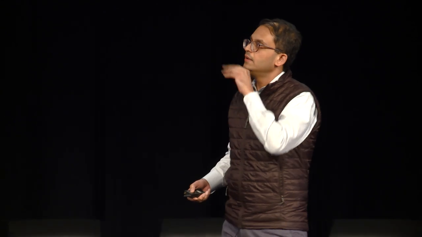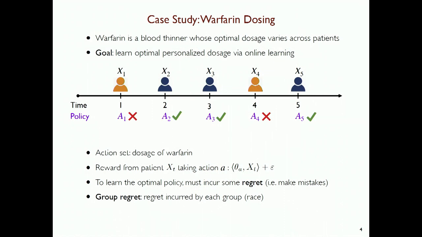Now, looking at this picture a little bit more, you'll notice the crosses and the check marks. Let's say after you've done this for a long time, you know what the right thing to do is. And it turns out that in hindsight, you did the wrong thing for patient 1 and patient 4. You did the right thing for patients 2, 3, and 5.